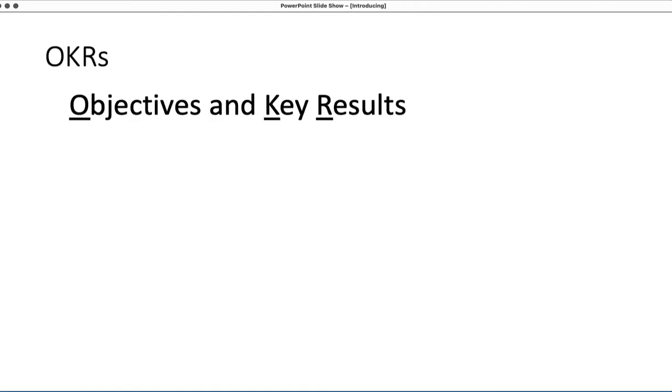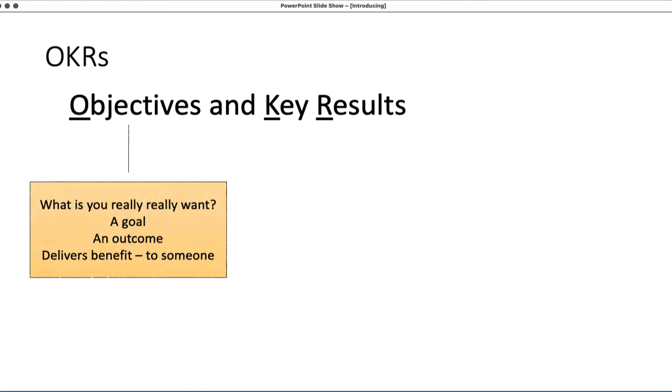OKRs. The O is for objectives, the KRs is for key results. Normally your team would have one or more objectives and each objective would have several key results. The objective is something you really want. It's a goal, it's an outcome, it delivers something beneficial to somebody. You're going to try and reach this objective during the next 3 months.